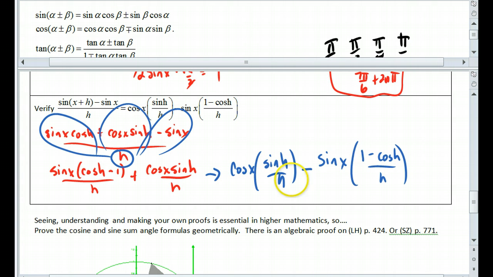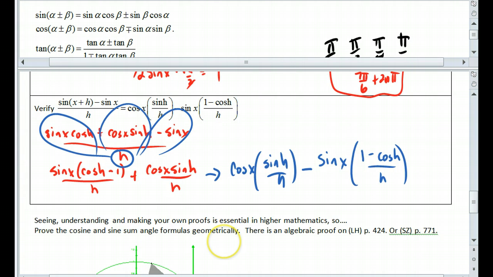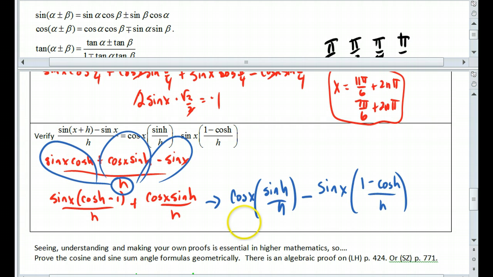So I didn't show this in formal fashion, but I'm wrapping it up here. But you see that I started from one side and went to the other side. All right, so that's where we're at. We used the sum angle formulas, and you proved in class this one down here. And so we'll get to that either before or after this lesson.